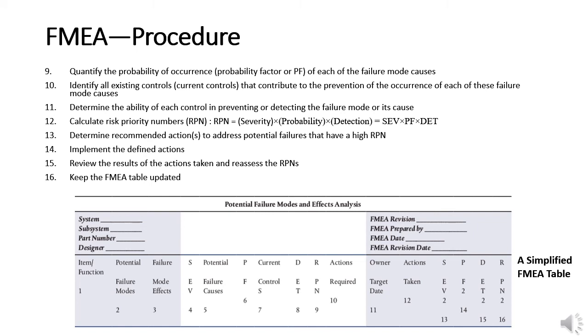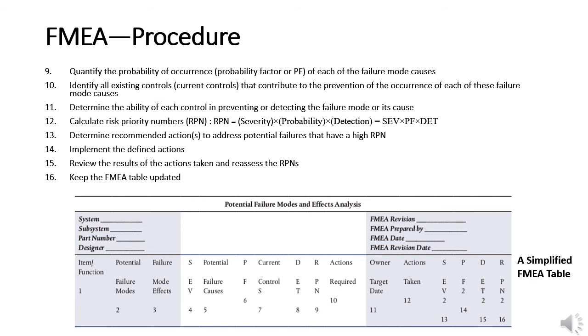The next step is to implement the defined actions. Assign responsibility and a target completion date for these actions. This makes responsibility clear-cut and facilitates tracking. The responsible owner and target completion date must be indicated in column 11 of the FMEA table.